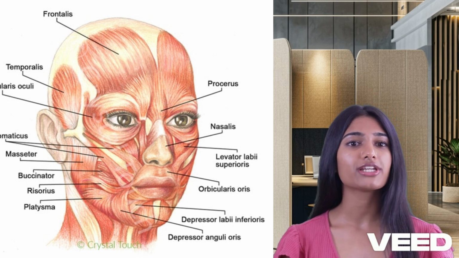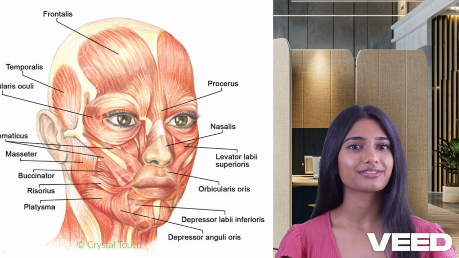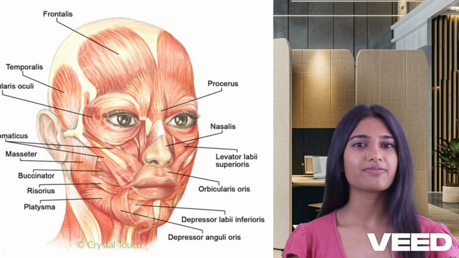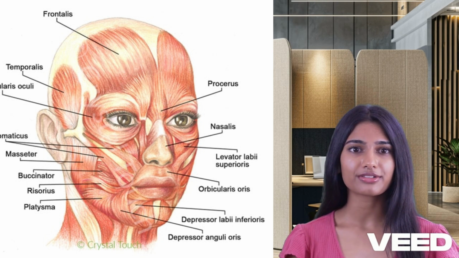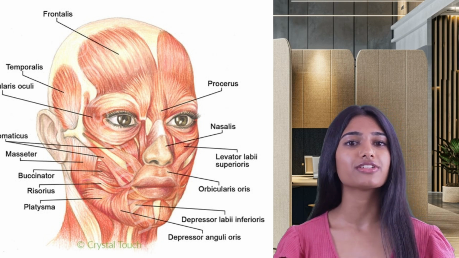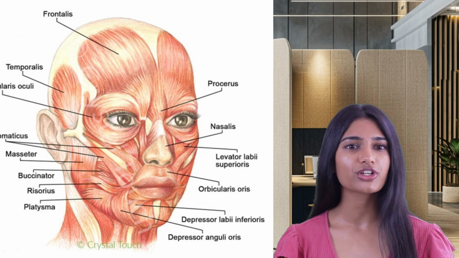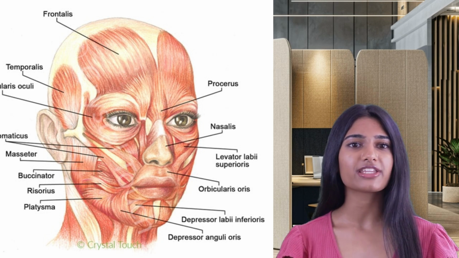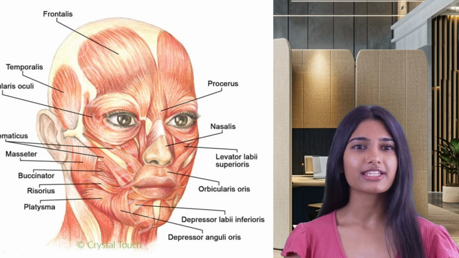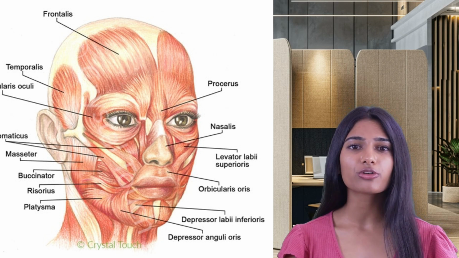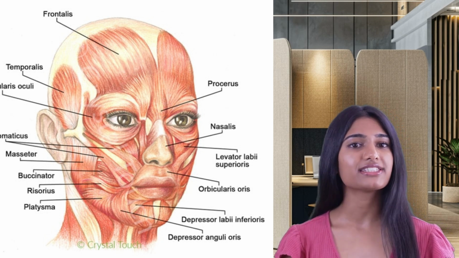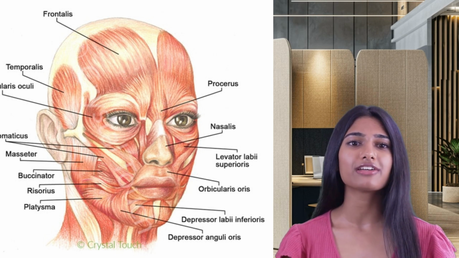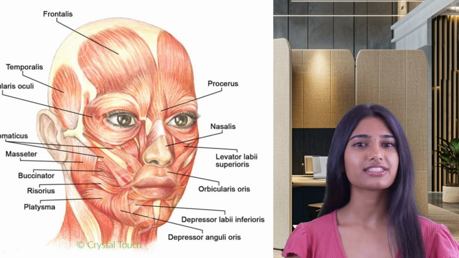Buccinator is the muscle of cheek, thin and quadrilateral. It arises from the outer surface of alveolar processes of maxilla and mandible, opposite the three molar teeth. The pterygomandibular raphe, which separates the buccinator from the superior constrictor muscle of pharynx, extends from the pterygoid hamulus to the mandible behind the third molar tooth, and from a fibrous band that extends from the pterygoid hamulus to the maxillary tuberosity. The gap above the band transmits the tendon of tensor veli palatini into the soft palate.